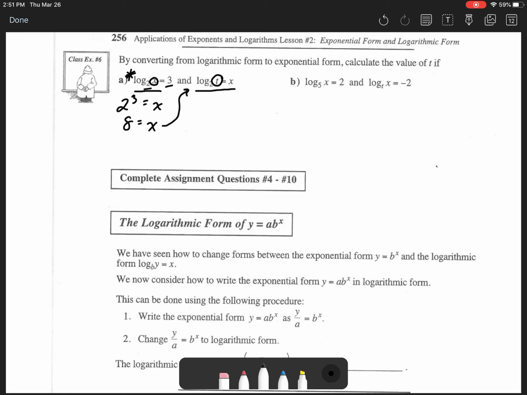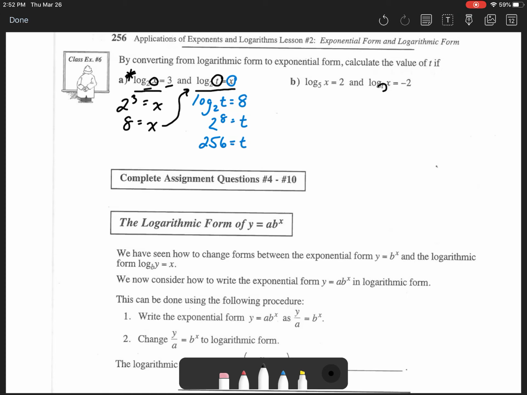I take this piece of information into this part of the question now. So now I can say log base 2 of t equals, and instead of x, I can substitute that with 8 because I just solved for that. So now 2 to the exponent of 8 is equal to t, and 2 to the exponent of 8 is 256. So there's my value for t.